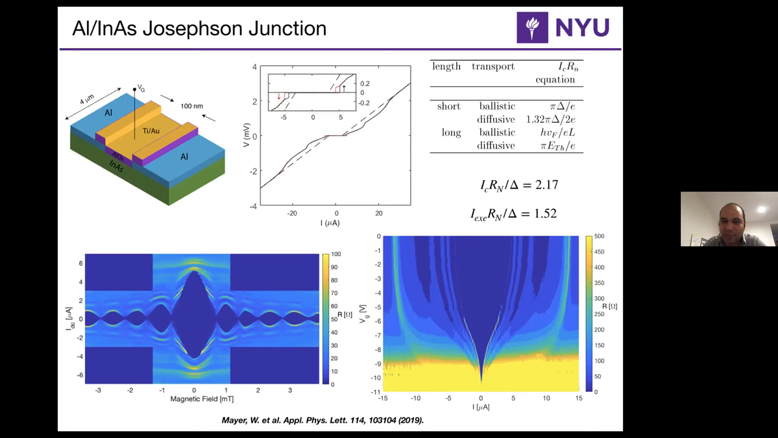But anyway, for the ICRN values, if you are short ballistic, you expect the textbook number of pi. We get about 2.5, 2.8 I think is the highest we've gotten. And the excess current usually tells you about how good the aluminum contact to the 2DEG is. For sample A, for example, it is almost zero. For sample B it is like 1.5 here, right? So the good samples usually have a good excess current too.